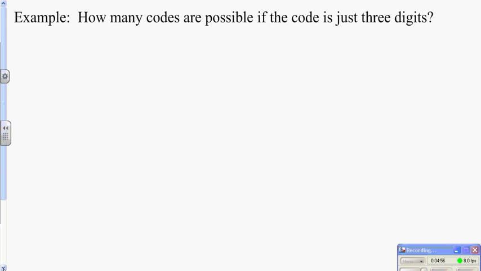How about 3 digits? Again, 3 different stages, 0 to 9, so 10 choices on the first one, 10 on the second, 10 on the third. Again, we multiply them together. So in this case, there are 1,000 different codes possible using 3 digits, 0 to 9, and the numbers can repeat.